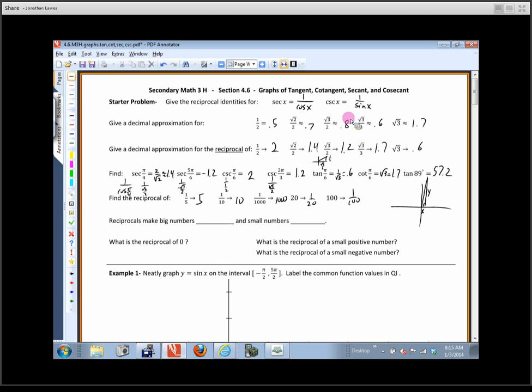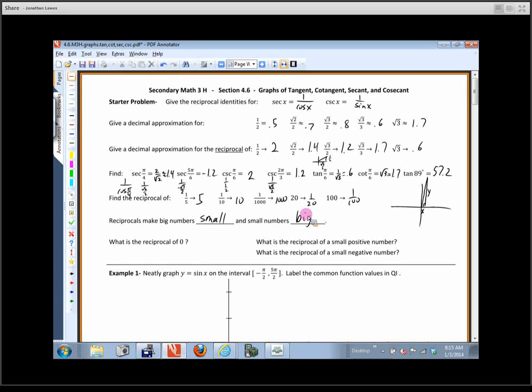Okay. So here's what reciprocals do, and this is why we're really interested in this particular section, because secant and cosecant, those are reciprocals of the trig functions sine and cosine. So if we know something about the values of sine and cosine, we can figure out something about the values of secant and cosecant. Because they're reciprocals, reciprocals take big numbers and make them really small numbers. So they make big numbers small, and they make small numbers big.